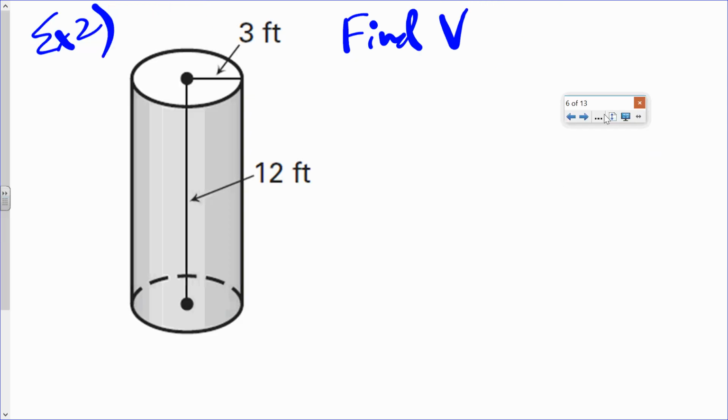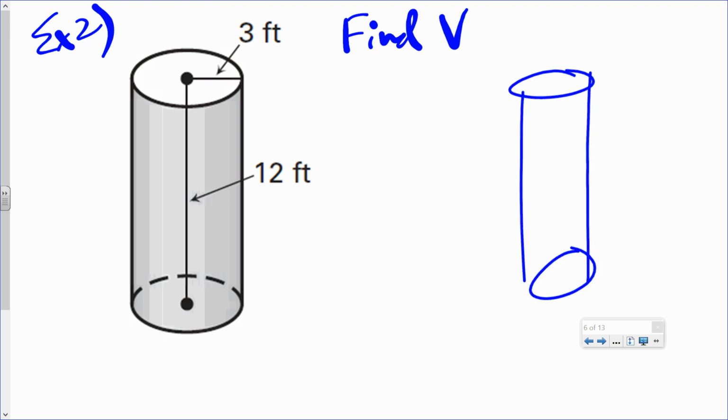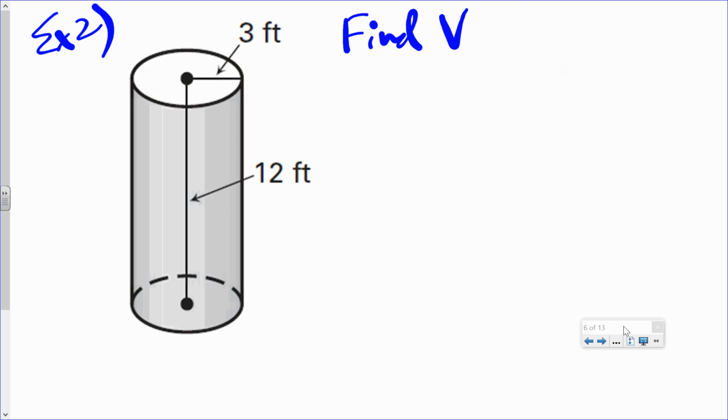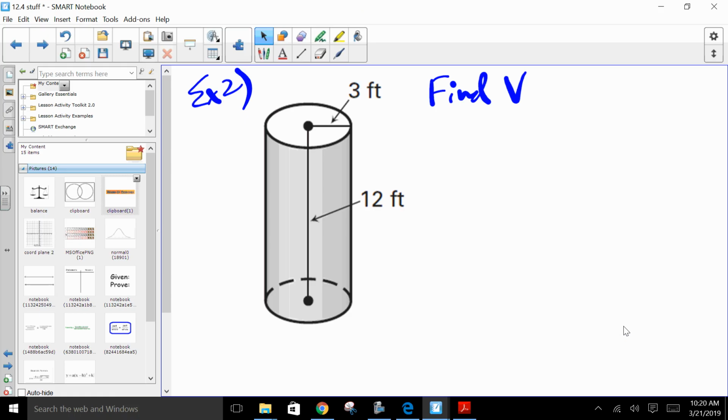Let's find the volume of a cylinder. Example 2, last one. How do you draw a cylinder? Top face, bottom face, connect those puppies. You're rocking and rolling. Last example of the day. I'm going to draw that one.